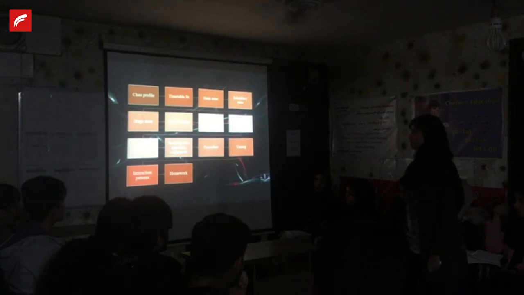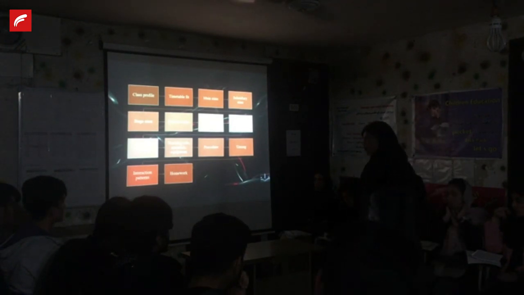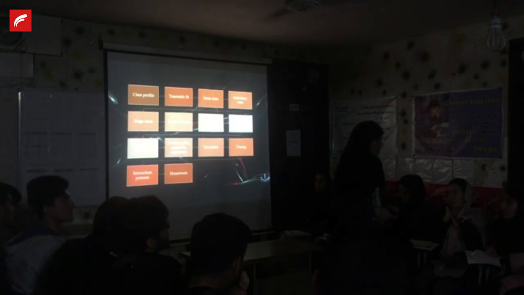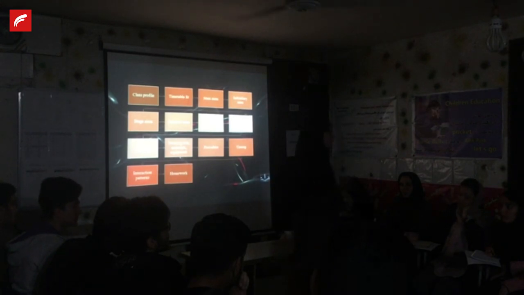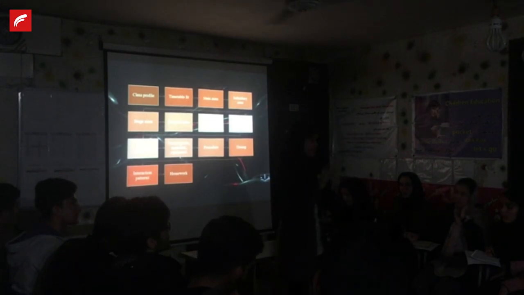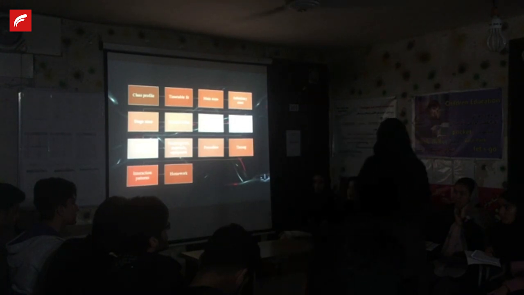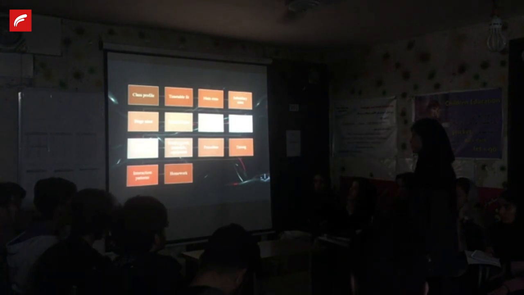And the last part is homework. Again, post-evaluation and homework may be the same, but it is important to give homework so they do it at home. It doesn't matter that they spend 15 minutes in class practicing, they have to have the homework at home, so they are going to be ready for the next session.